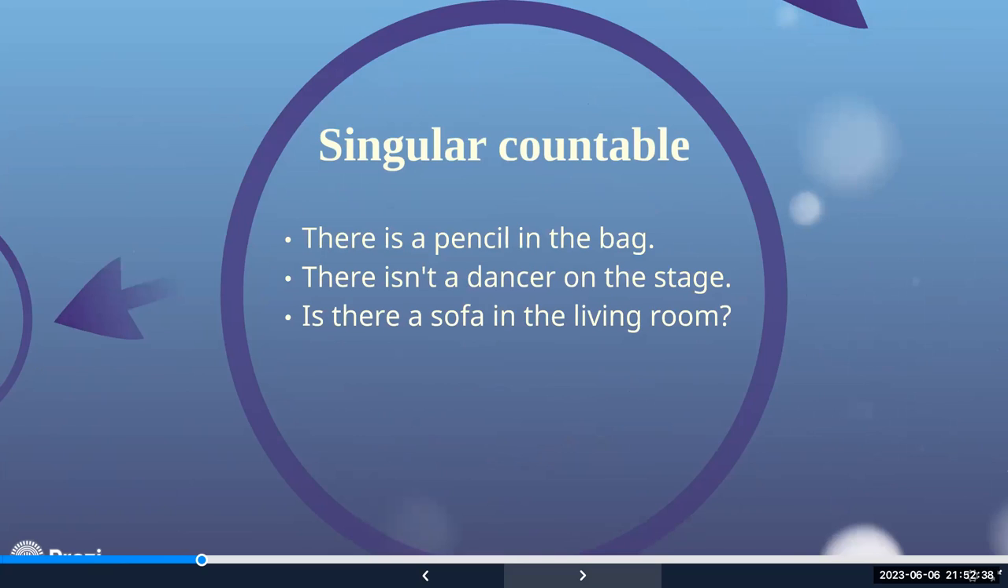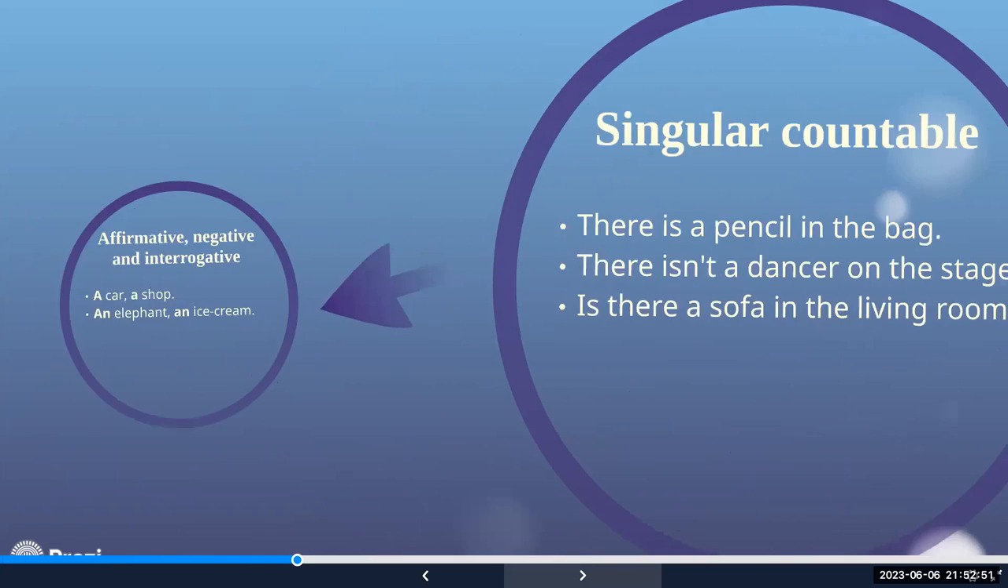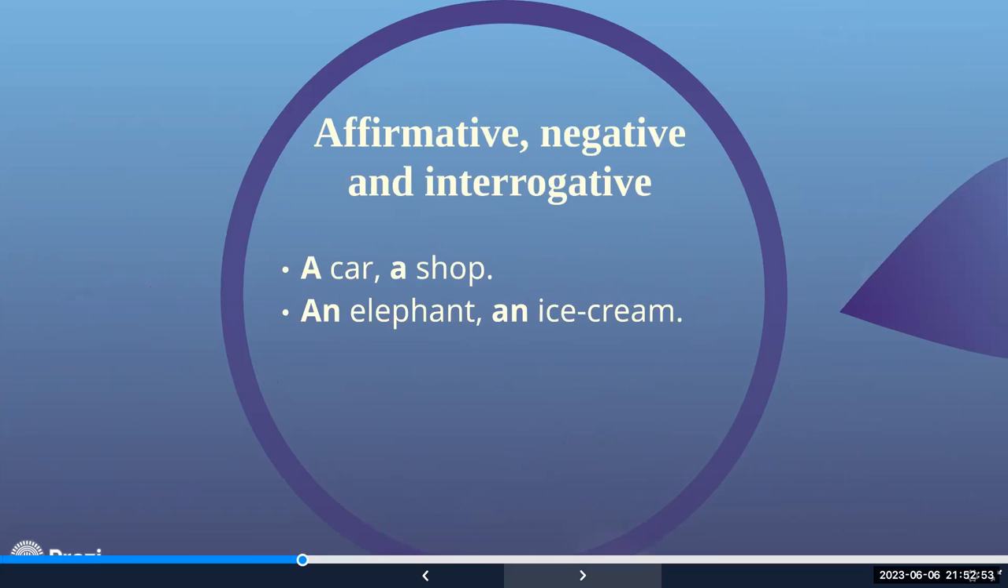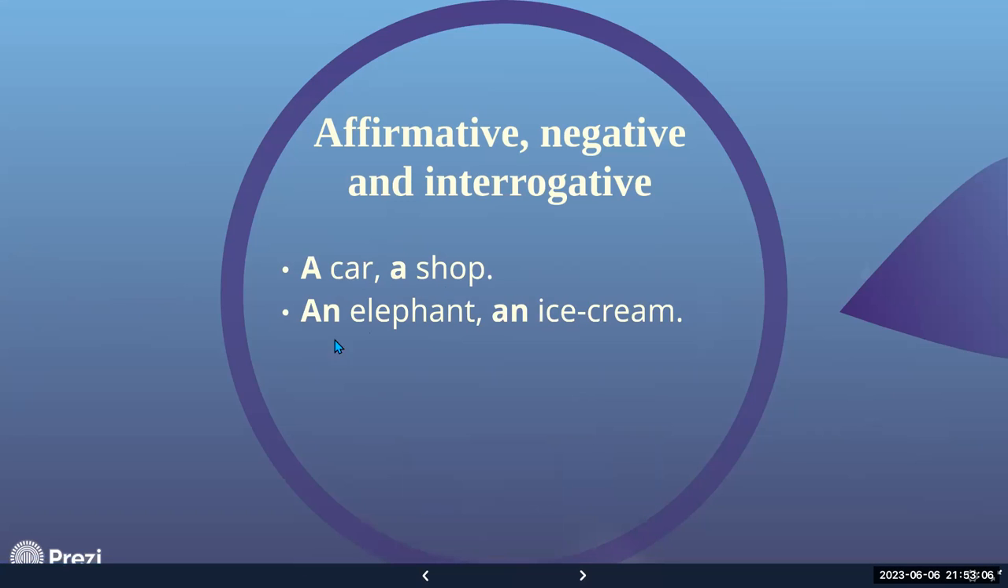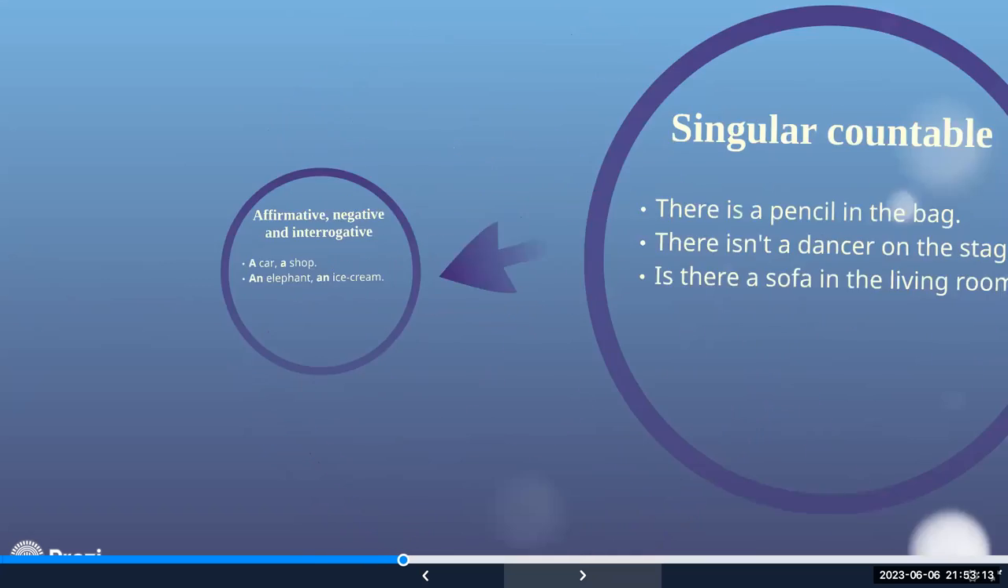Ok, aquí, ojo con esto. Singular, countable. There is a pencil in the bag. There isn't a dancer on the stage. Is there a sofa in the living room? Ahí estoy hablando de singulares contables. Ojo, que no he llegado a su respuesta todavía. Ahora dice affirmative, negative, and interrogative. A car, a shop, an elephant, an ice cream. Todo esto, si yo lo tengo, tendría que usar there is a car, there is a shop, there is an elephant, there is an ice cream. ¿Sí? Vamos bien. Ok, perfecto.